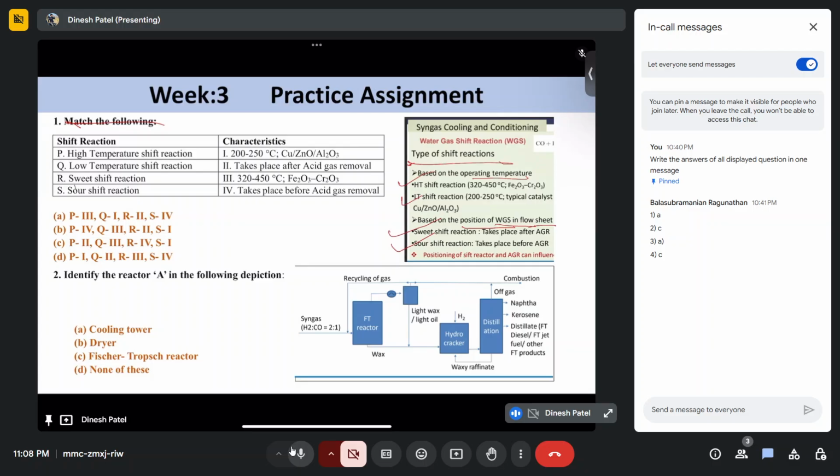What you have to do is see the high temperature: here 320 to 450, obviously it is a high temperature. Then the low temperature shift reaction, so this is your low temperature, 200 to 250. Sweet shift and sour shift: the sweet shift takes place after AGR, and the sour shift takes place before AGR. So the correct answer is A.